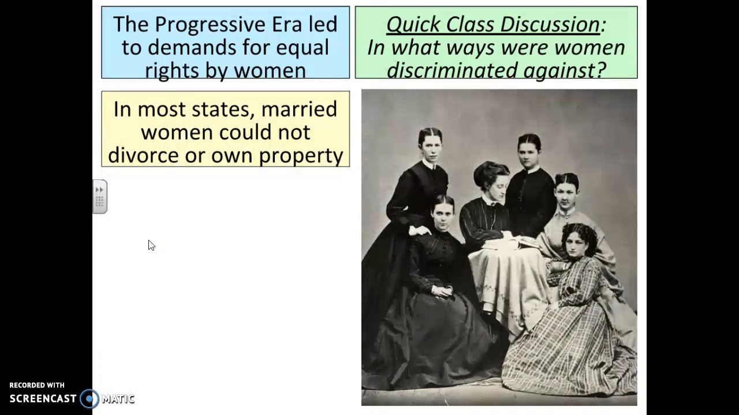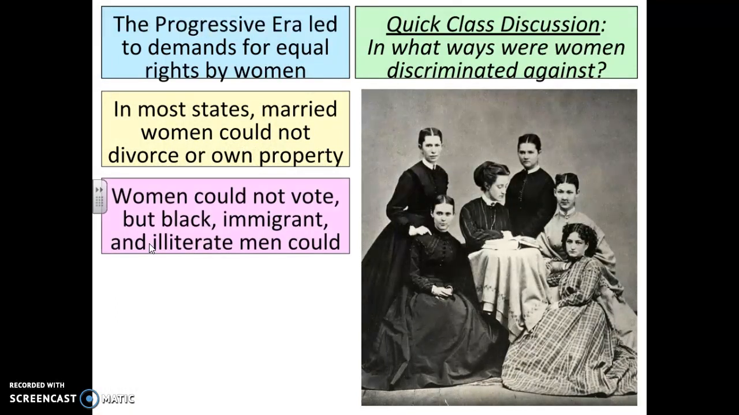Again, in most cases, women could not divorce or own property, and that's going to be changed. And the women's movement is really pushed later on, not in a racial sense, but because they see that uneducated or illiterate black men are getting the right to vote under the 13th, 14th, and 15th Amendments, and they're sitting around wondering, well, why can't we have the right to vote as well?